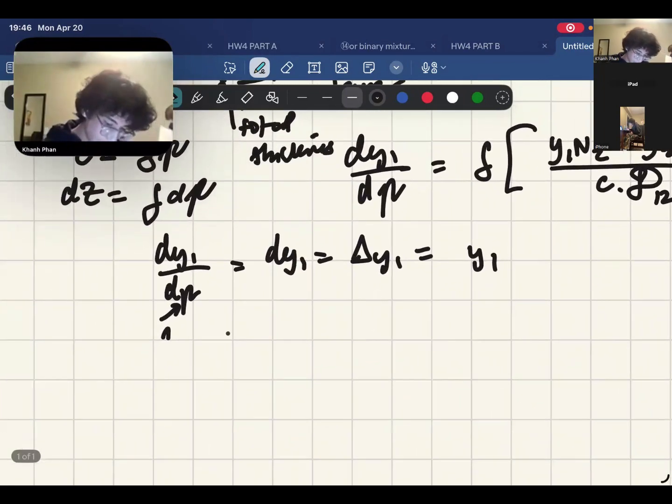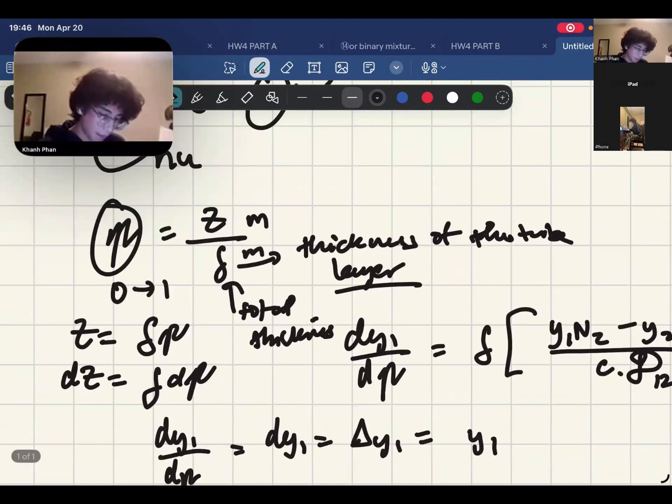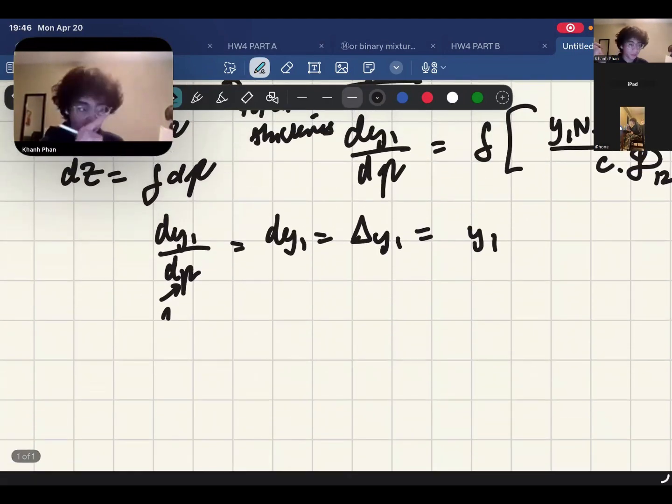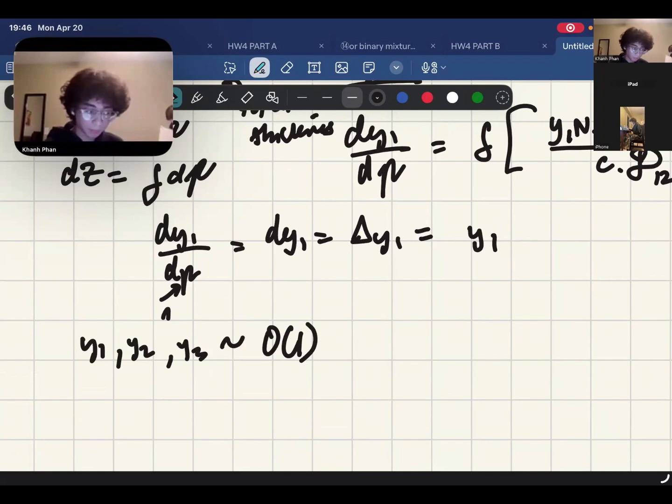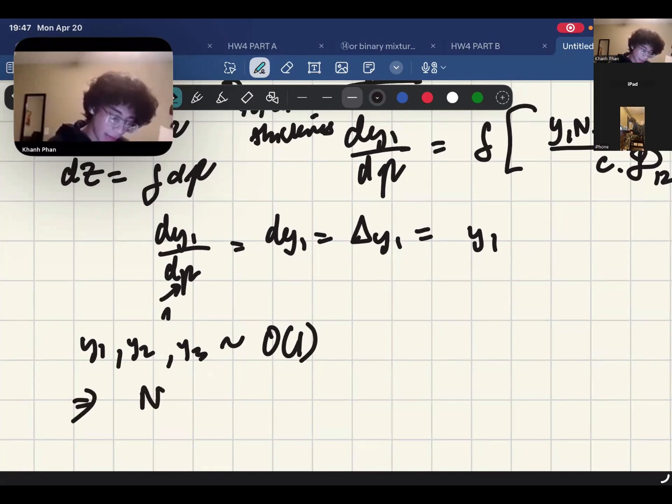And we would just have, let's say when nu is 1, then everything is gonna follow the order of 1. So y1, y2, y3 follow the order of 1. So that's gonna give us this ratio or this comparison. So we can have N1, N is gonna be equal to concentration times diffusion coefficient over theta.